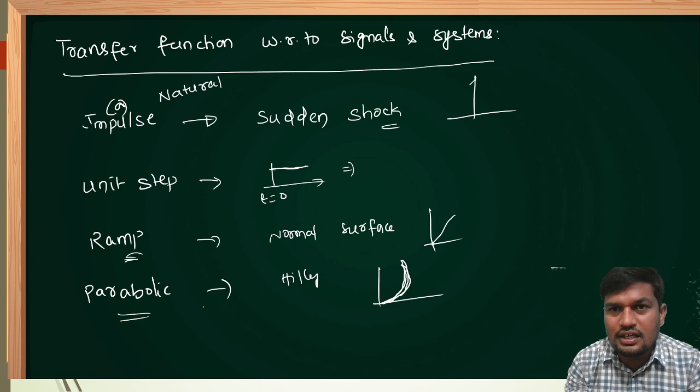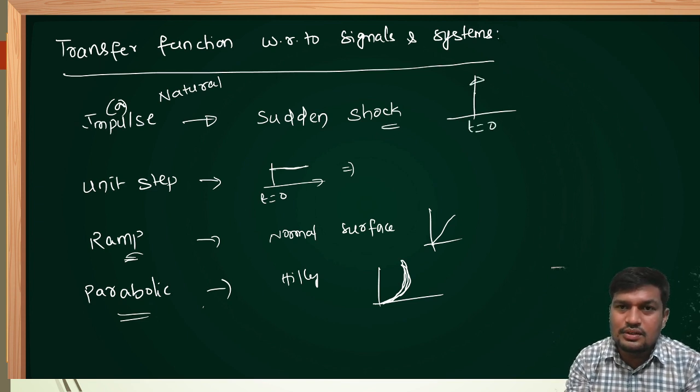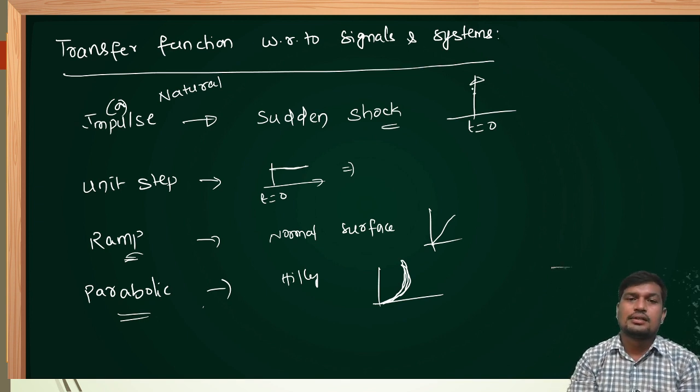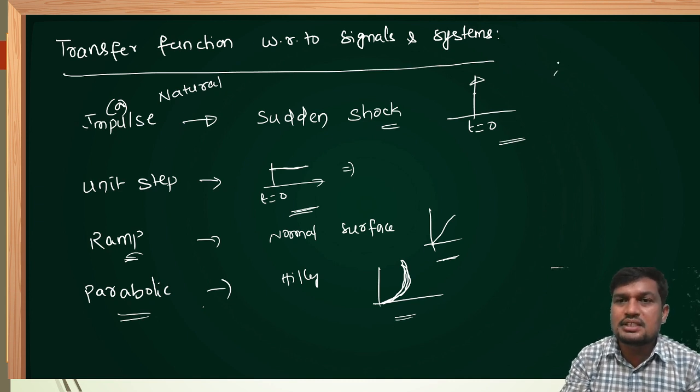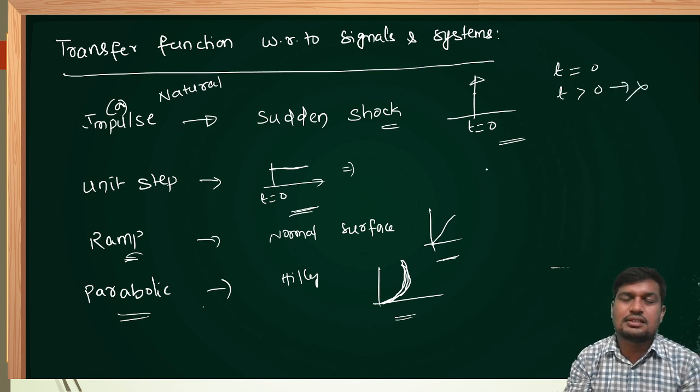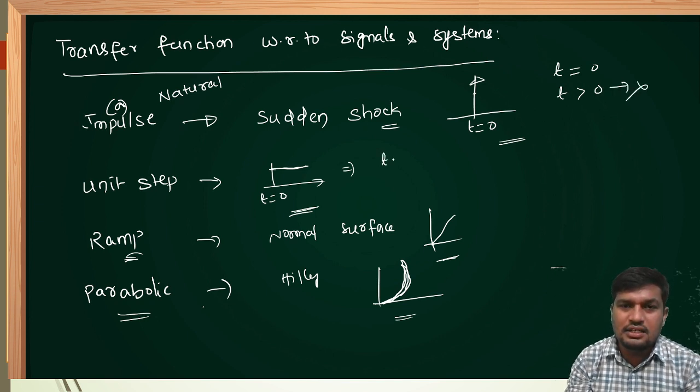The shock exists only at t equal to some time, that is, ideally we can say t equal to 0. Only at 0 or 0 plus a fraction of a second does the shock exist. Let's say this is impulse. This is the physical representation of the impulse signal. This is the physical representation of the step signal. This is the physical representation of the parabolic signal. Impulse exists only at t equal to 0. For t greater than 0, impulse does not exist. Step does not exist for t less than 0. For t greater than 0, the step signal exists. At t equal to 0 also there is no step.